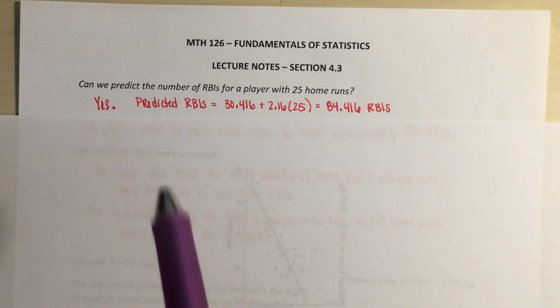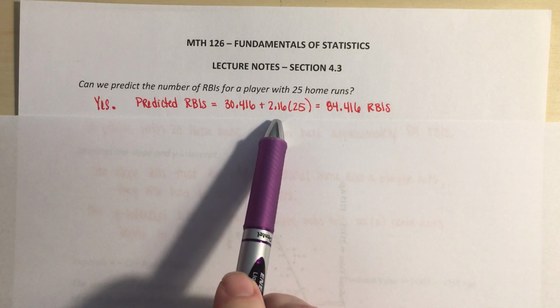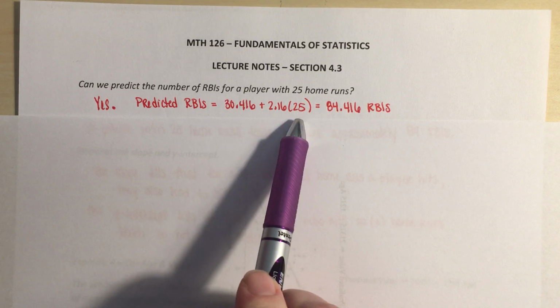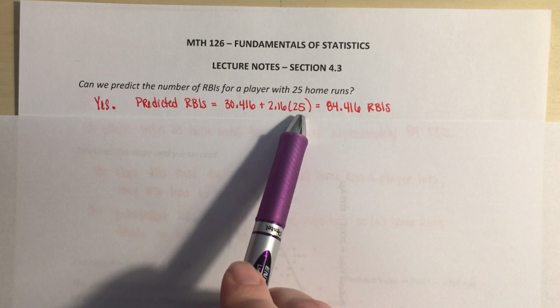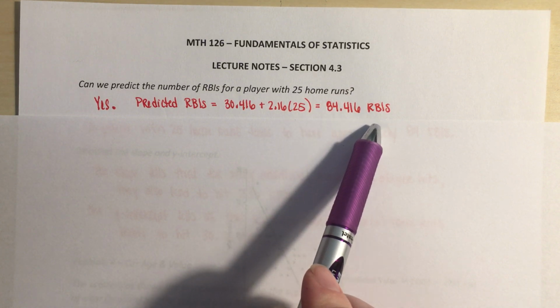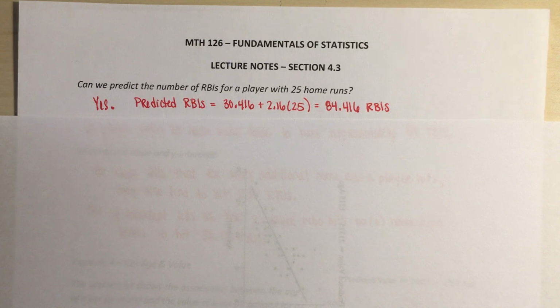So our predicted RBIs are going to be 30.46 plus 2.16, which is our slope. Again, that's our y-intercept, this is our slope, times 25. That's the value from our problem. We plug that in, we get 84.46 RBIs. Again, when you're answering these types of questions, if you're asked to round to a specific decimal place or maybe the nearest whole number, make sure you're doing that as well.